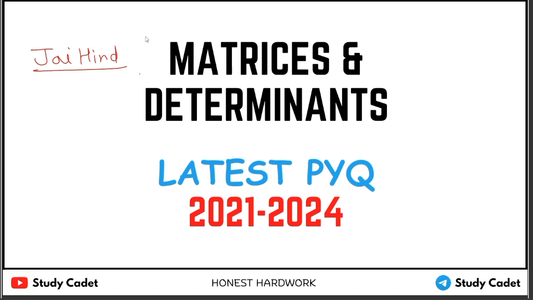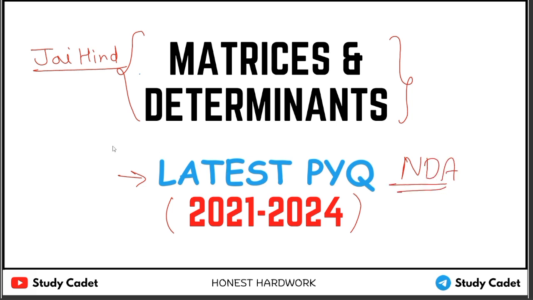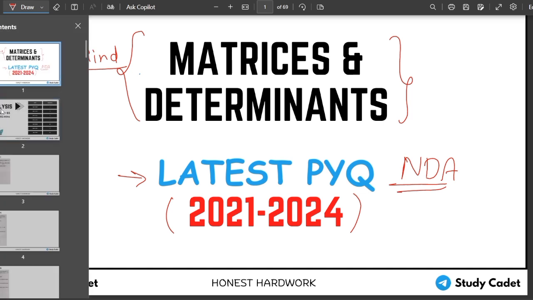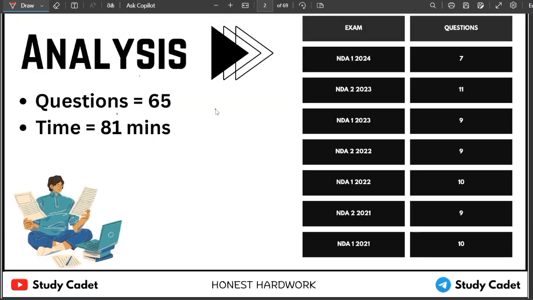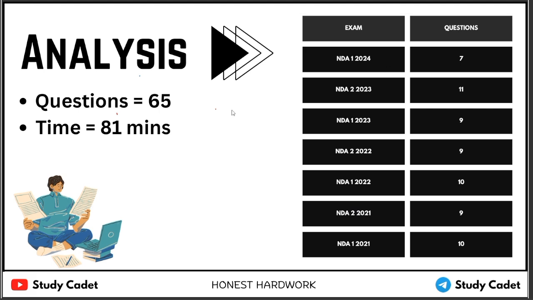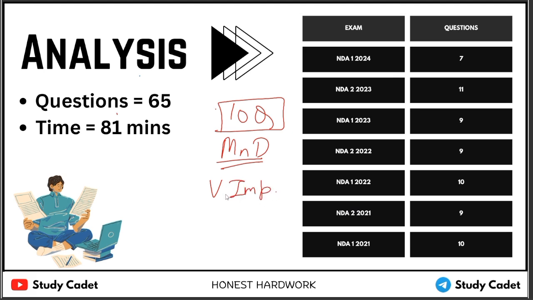So today we are going to deal with the chapter matrices and determinants. We are going to solve the latest PYQs from 2021 to 2024, which were asked in NDA. Let's move. You can see on this chart that generally 10 questions are asked from this chapter of matrices and determinants. So this is a very important chapter. You should not miss this chapter at any cost.